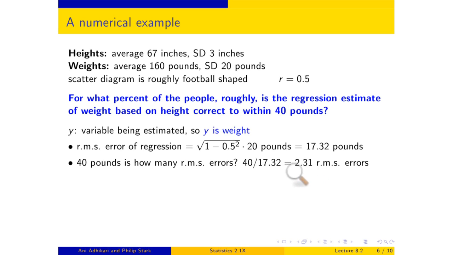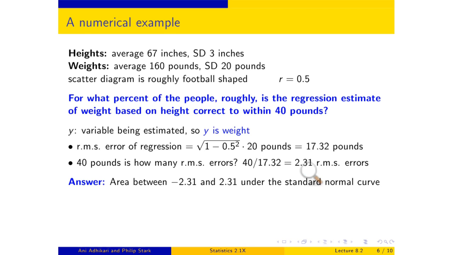it's 2.31 RMS errors. So what I have done is I've stood at the regression line and I have walked 2.31 RMS errors up and down. And the percent of points that I pick up will be the same as if I had stood at the center of a normal curve and then walked 2.31 SDs above and below. In other words, my answer is going to be the area between negative 2.31 and plus 2.31 under the standard normal curve. How do I find that? Yep, I use my trusty applet, and it says roughly 98%.